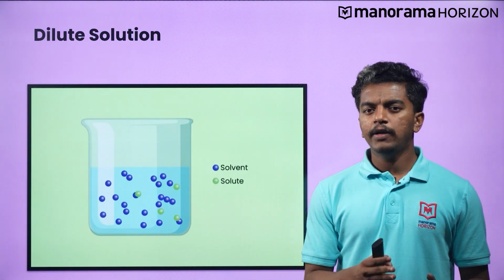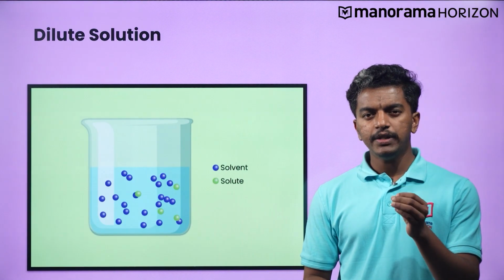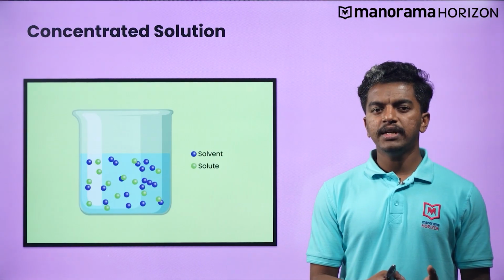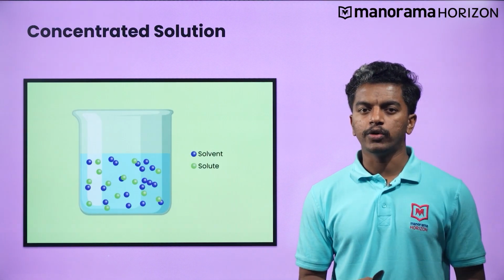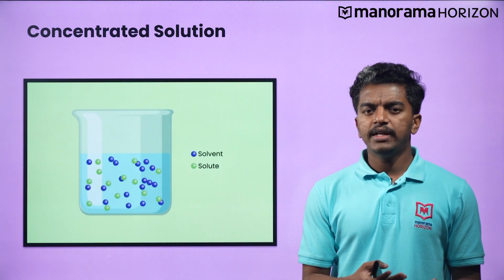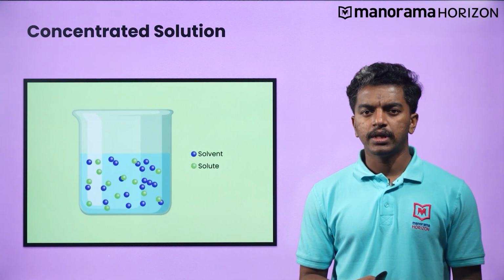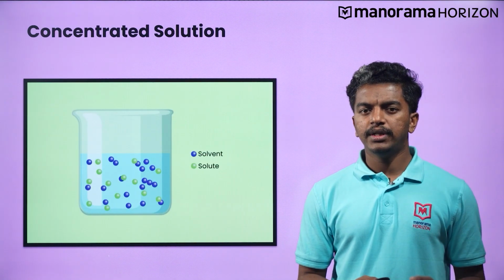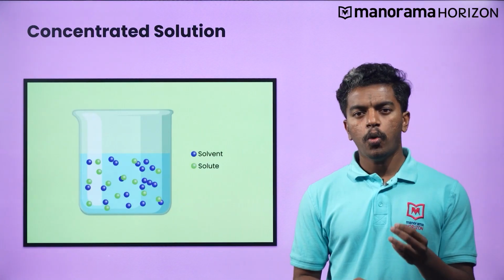Thus, a dilute solution has a relatively very small quantity of solute compared to the solvent, while a concentrated solution has a very large quantity of solute compared to the solvent. Though useful, this qualitative method of expressing concentration often leads to confusion. Hence, there arises the need for expressing concentration quantitatively.